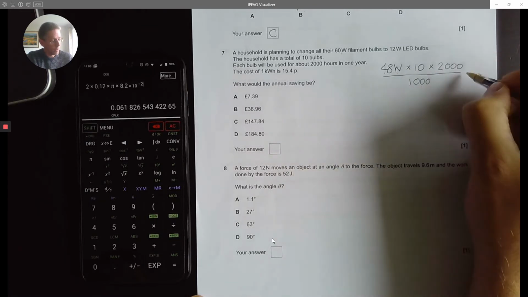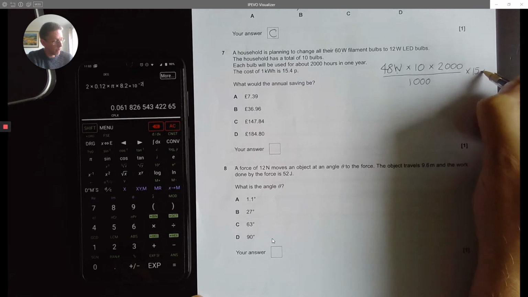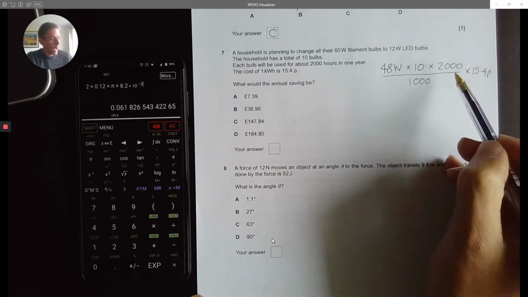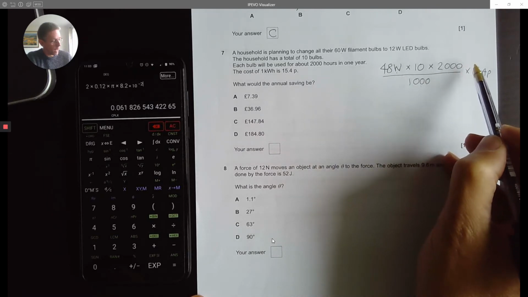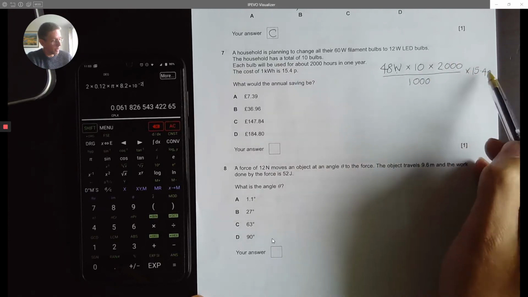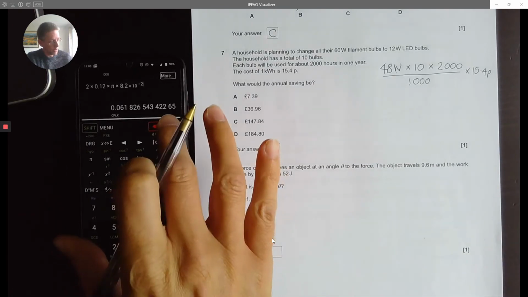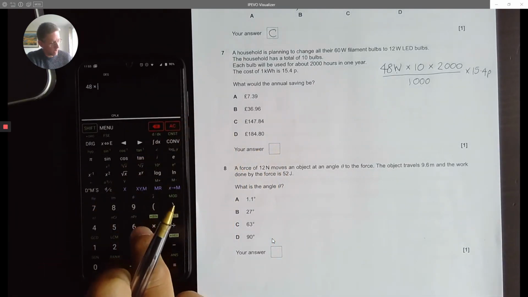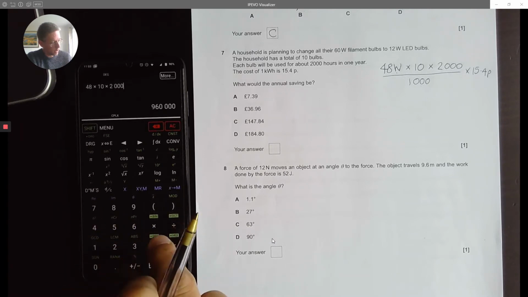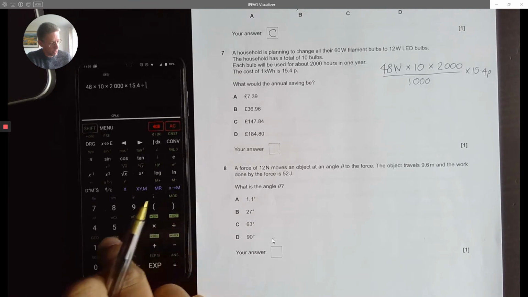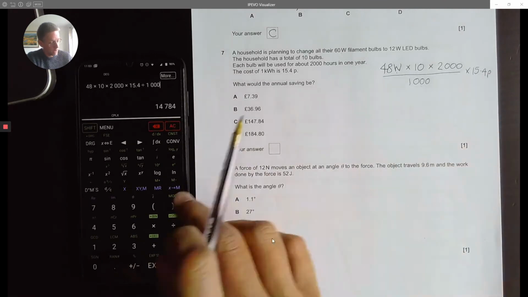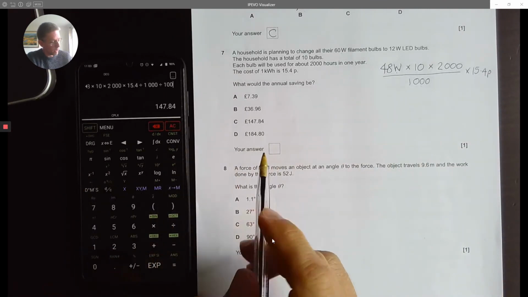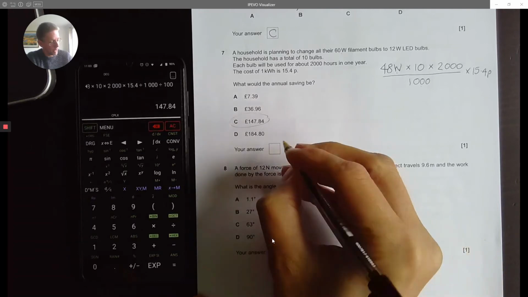And if we then multiply by the 15.4p, we'll get kilowatts times hours times the price. So if we stick that into the calculator, 48 times 10 times 2,000 times 15.4 divided by 1,000. Okay, so that's in pence. So if we divide that by another 100 to turn it into pounds, we get £147.84. So our answer is C.